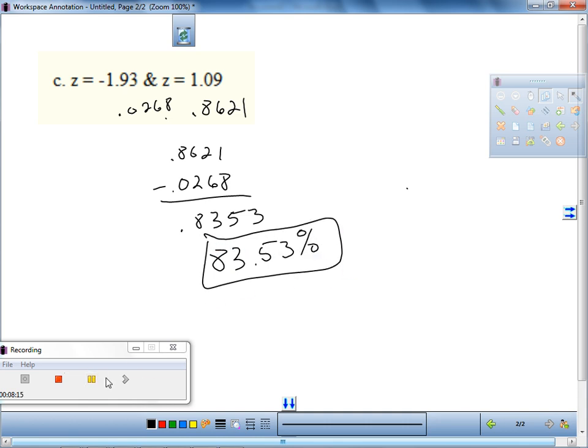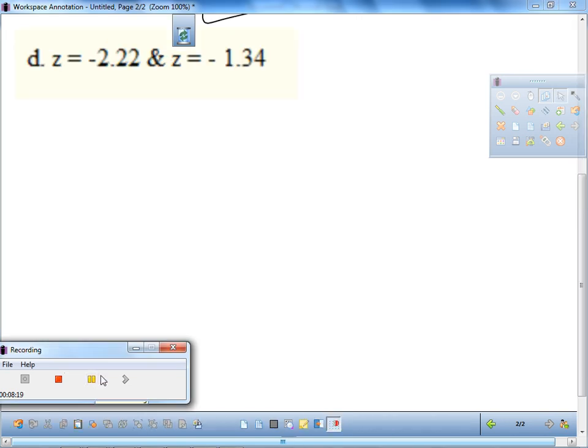Alright, let's go ahead and do D real quick. For D, we have z-scores of negative 2.22 and negative 1.34. So again, I'm going to go look these up in the chart, and then we're going to subtract the two and come up with our answer.